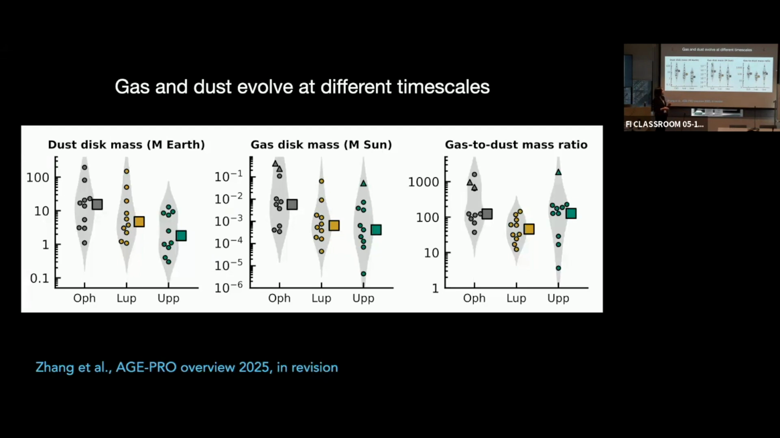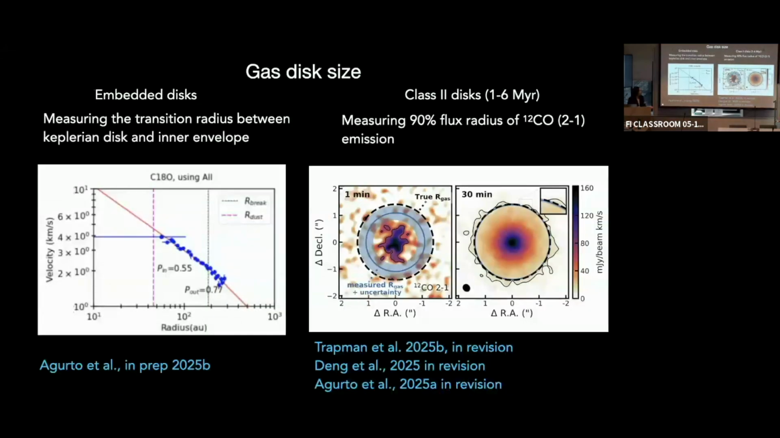But we are seeing a changing pattern, first decrease and then increase again. Okay. So from those observations, we also measure the gas disk sizes. For embedded disks, we could measure where their rotational pattern changes from Keplerian to infall patterns. So this is a work in progress.